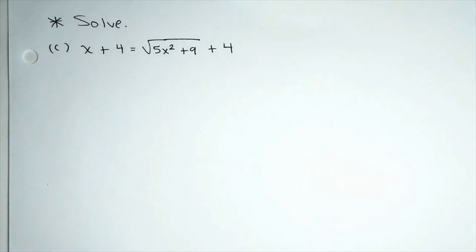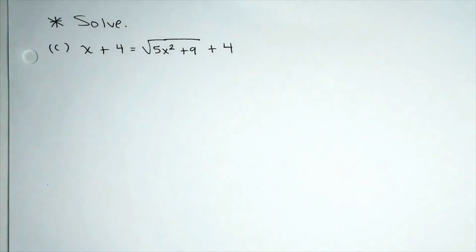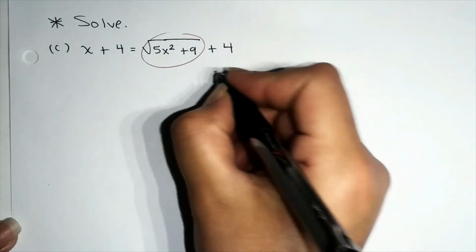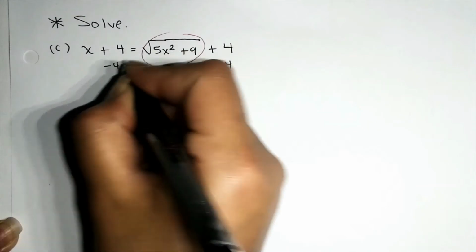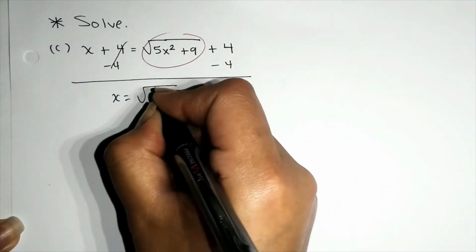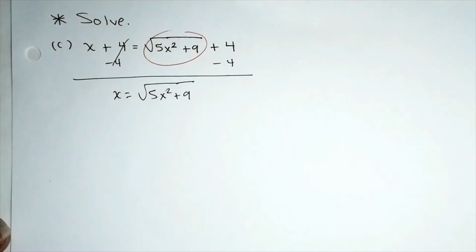What we are going to ask ourselves is, how many radicals do I have? You know, 1 or more than 1. In this case, as you can see, we only have 1 radical. So your first goal is to isolate that radical. To undo the addition by 4, let's go ahead and subtract 4 from both sides. And that will leave us with x equals the square root of 5x squared plus 9.